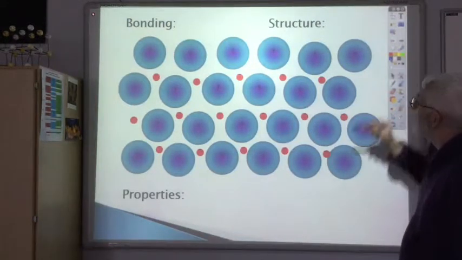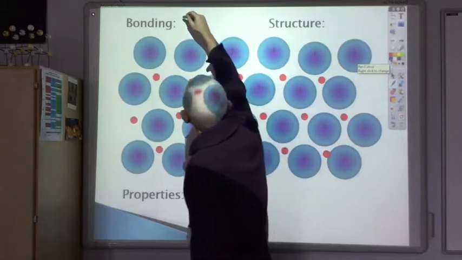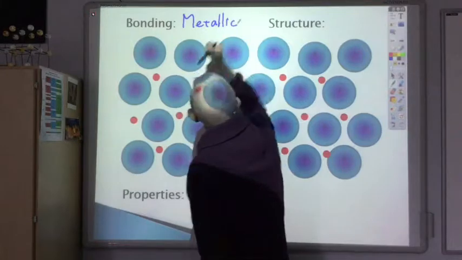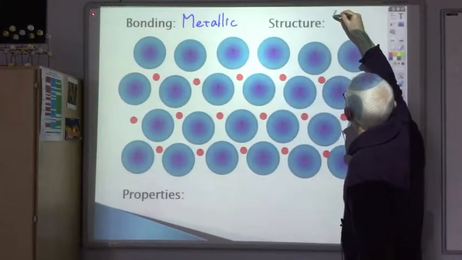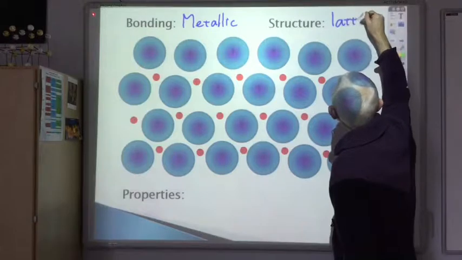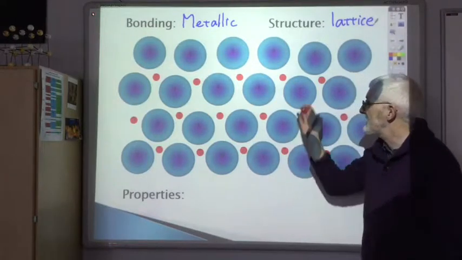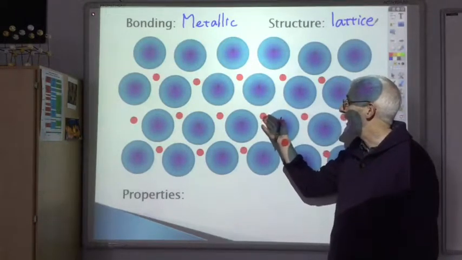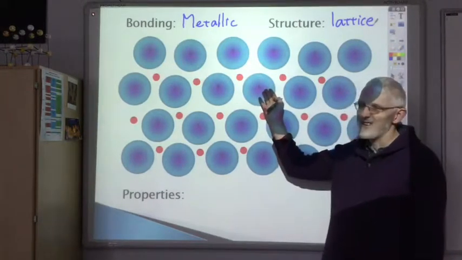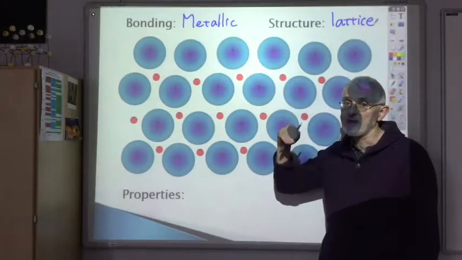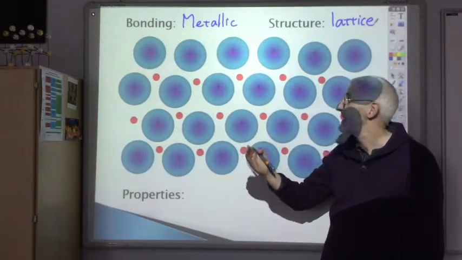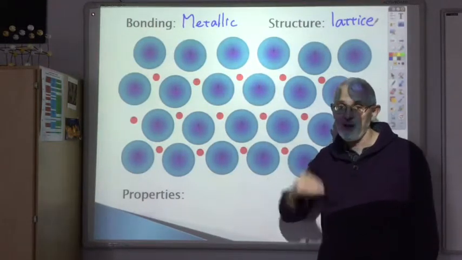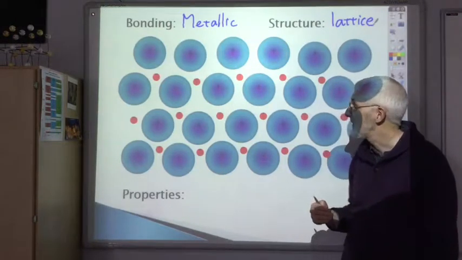The bonding is known as metallic bonding. And the structure, you normally talk about a metallic lattice. A metallic lattice is made up of positively charged metal ions and delocalized electrons. So for example, if this was sodium, it would have lost its outer electron, become 2,8, giving you a Na+ ion, and the delocalized electrons are the outer electrons that the metals have lost.